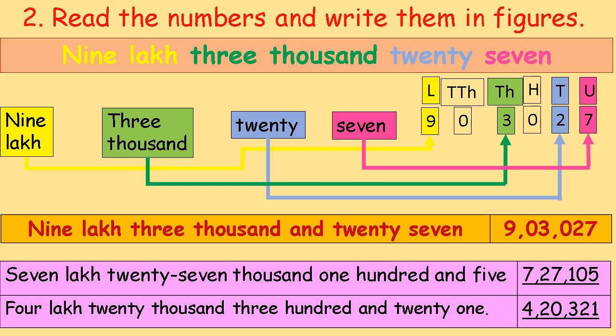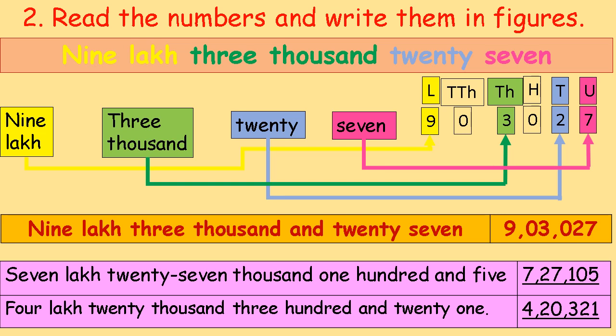9,03,027. When writing the numbers in figures, always write the digit in the highest place first, and then in each of the next smaller places. Here there are 9 lakhs in this number. So we write 9 in the lakhs place. Here in the given number, 10,000s are not there. Therefore, we write 0 in the 10,000s place.